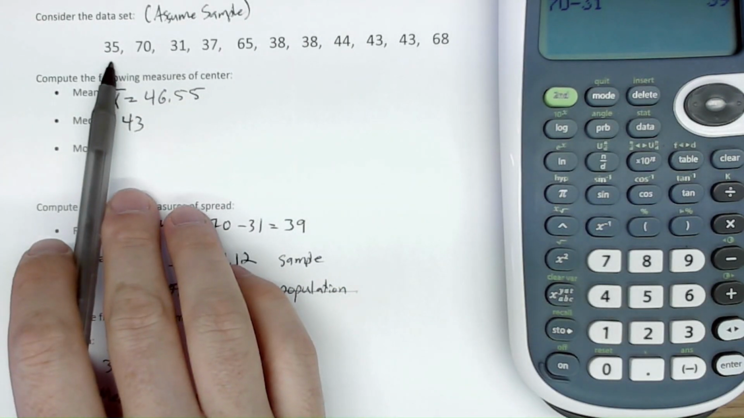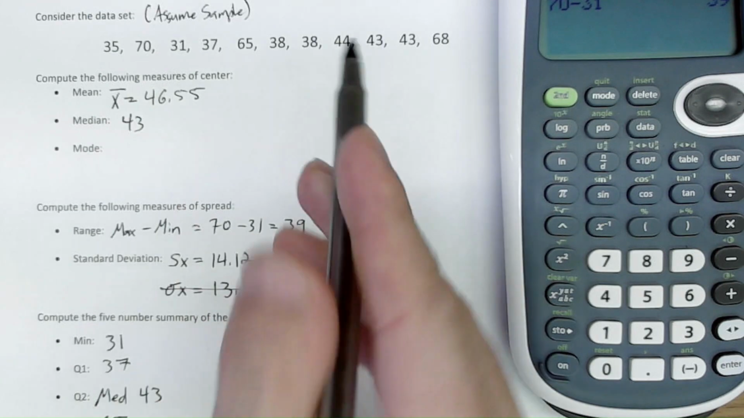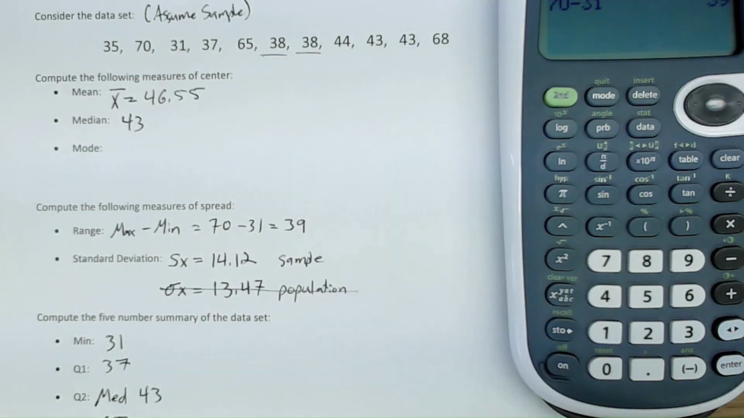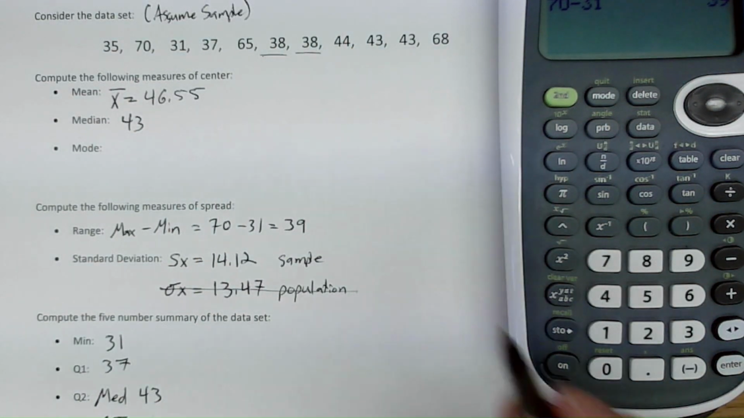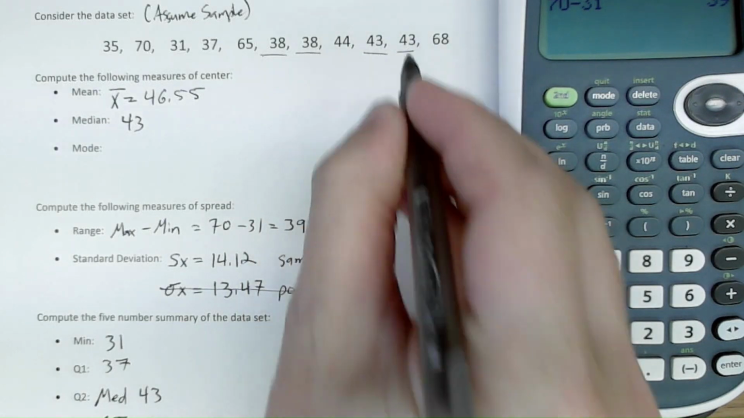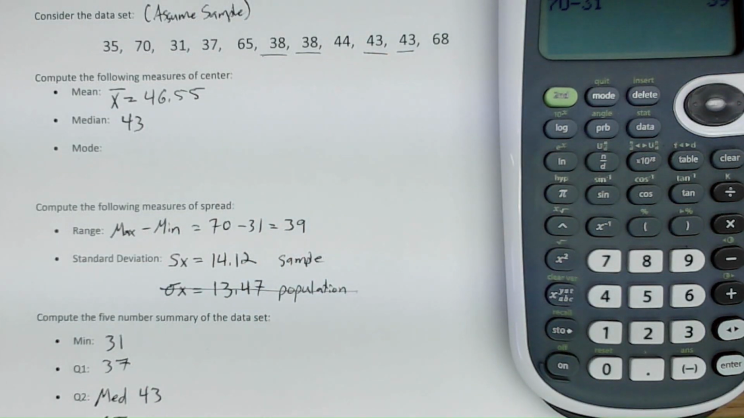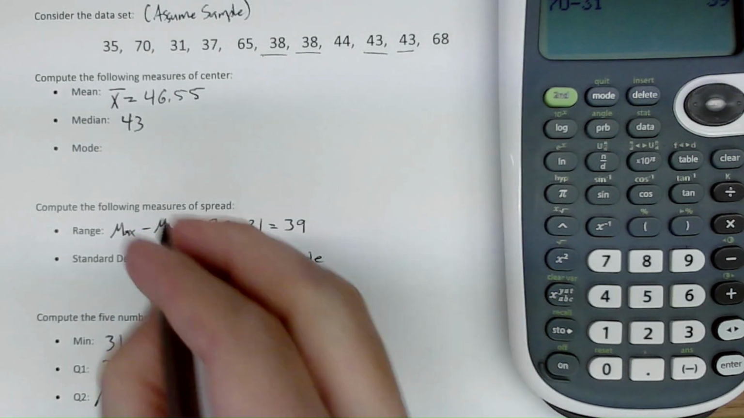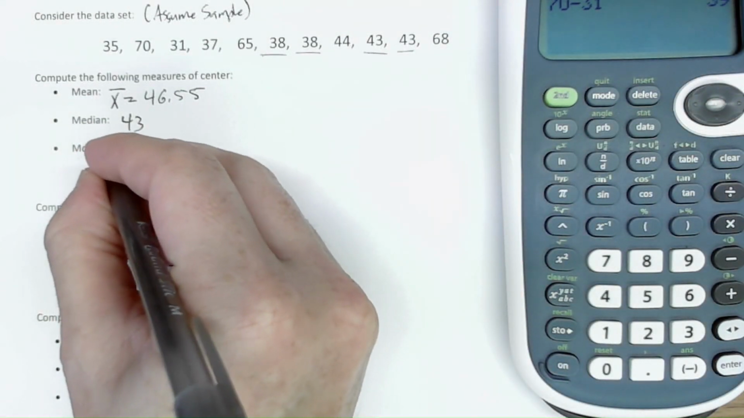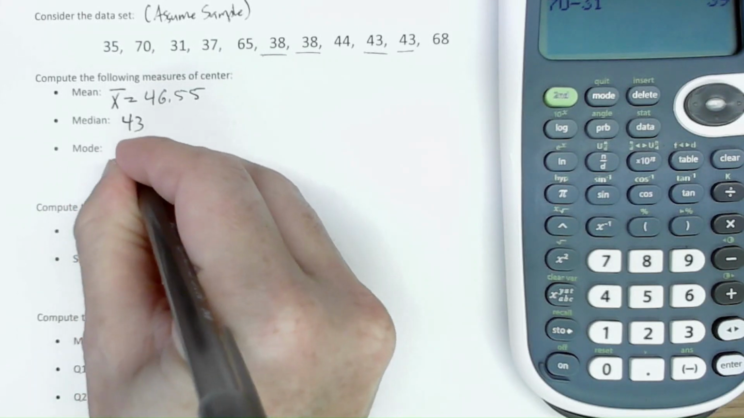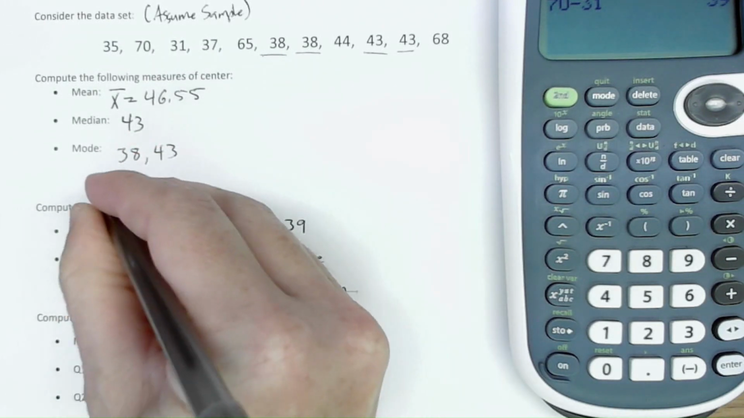The mode is the most frequently occurring value as long as values occur more than one time. So we're going to have to compute this by inspection. When I was going through this, I noticed that 38 got typed in twice. I also noticed that 43 got typed in twice. I don't believe that any of the other values occurred more than one time. So our data is bimodal. We have 38 as well as 43.